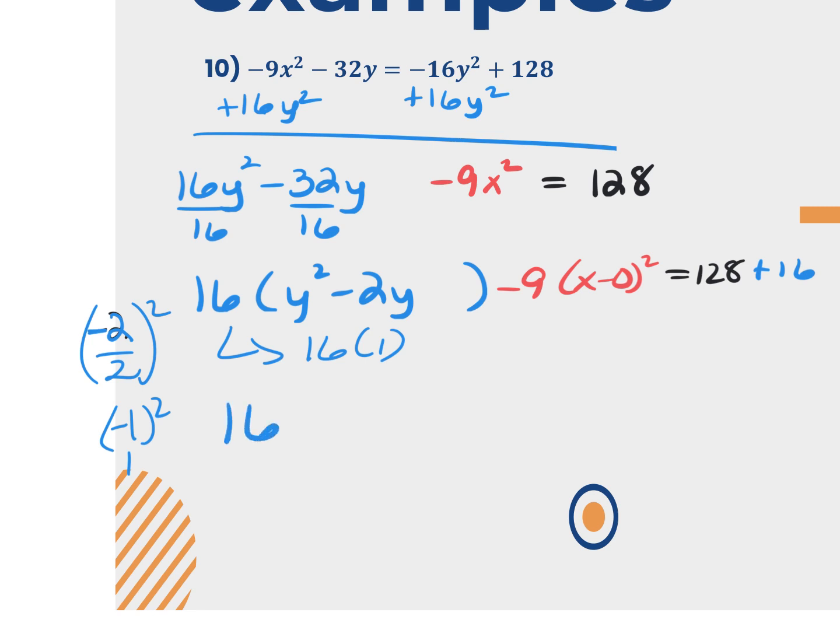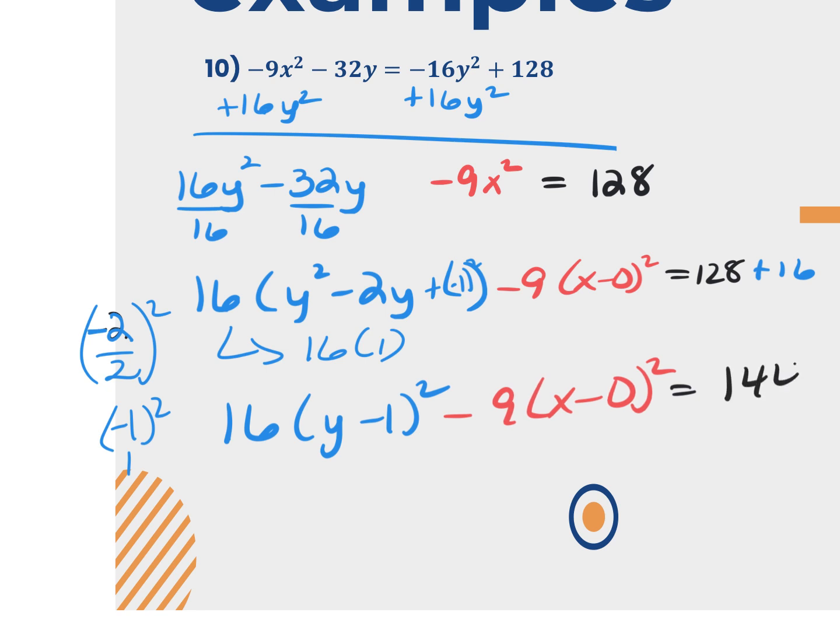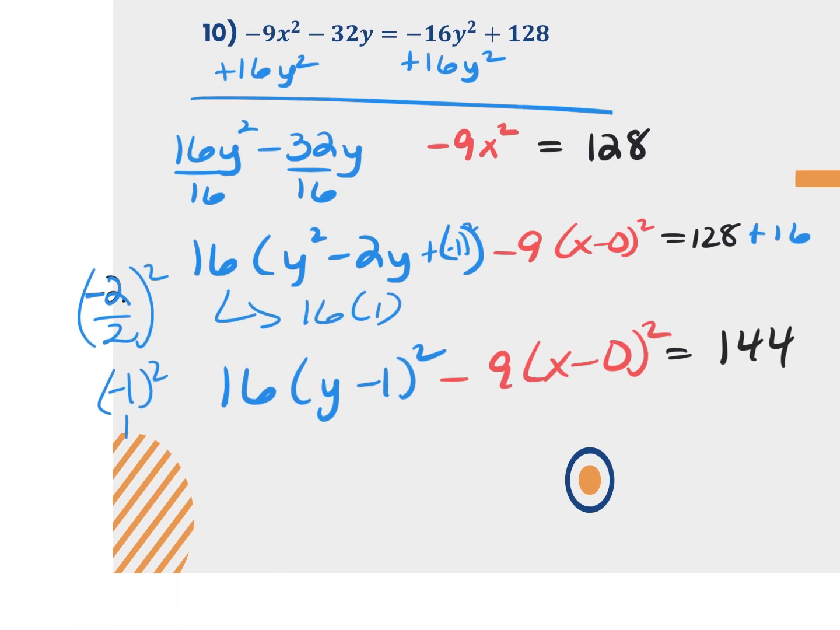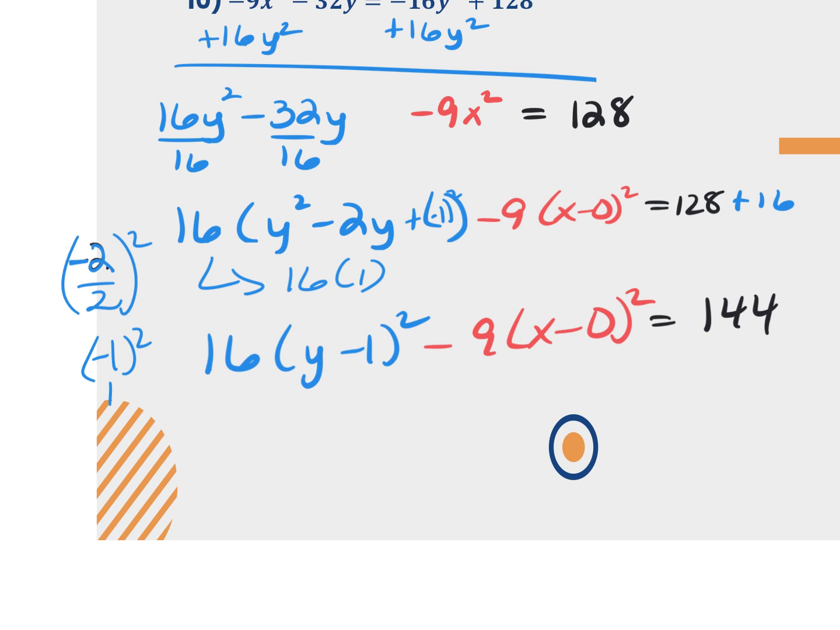So when I factor this, in here I'm going to put the negative 1 squared. So this will be y minus 1 squared. And then over here, negative 9x minus 0 squared. And then I'm going to add the 128 and the 16, 144. So now I can divide everything by 144.